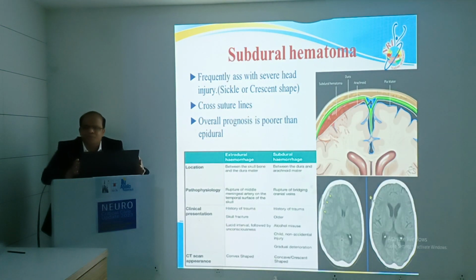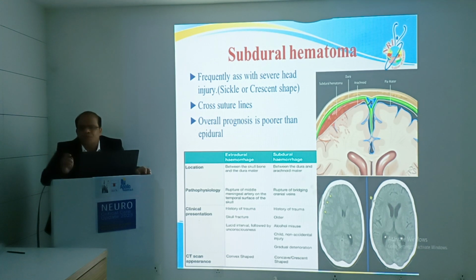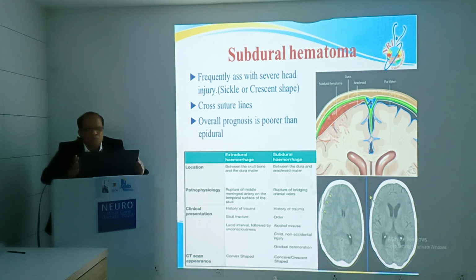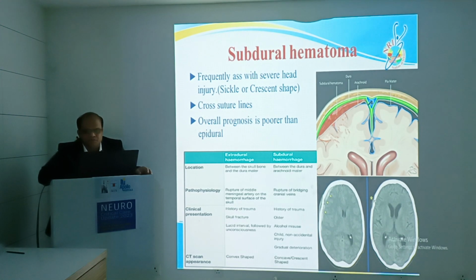When compared to this, subdural hematoma is a chronic venous bleed, because of oozing from the bridging veins. It crosses the suture line and is banana or crescent shaped. The overall prognosis is poorer than the epidural. The blood is collected in between the dura as well as the arachnoid matter.